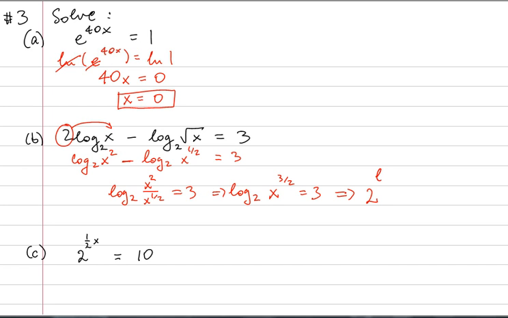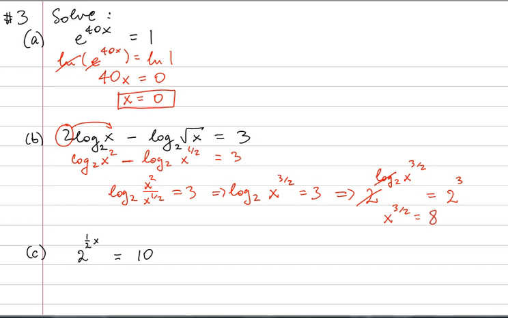I'll take 2 raised to the log base 2 of the left hand side, and that must be 2 raised to the right hand side. The reason why I did this was that 2 raised to a power of log base 2 cancel each other out because they are inverse functions of each other, and I have x to the 3/2 equals 2 to the third, which is 8.